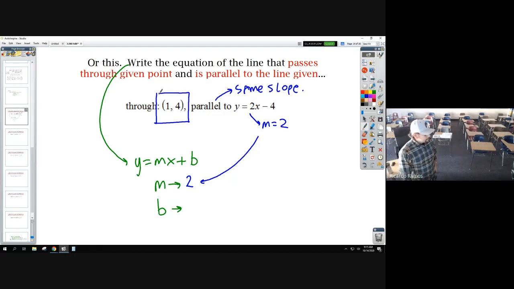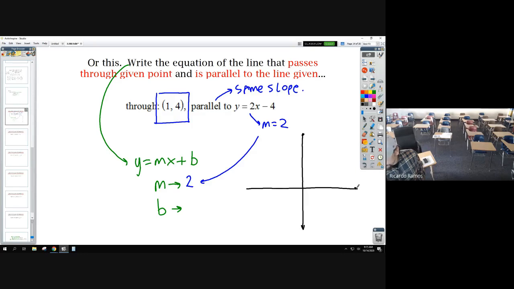Now, while you're taking this down, let me give you the visual of what's going on here, okay? Let me show you what they're asking for, all right? Again, don't draw what I'm drawing here for your notes, but I do want you to see visually what's going on. 2, 3, 4. Okay, so I've got a point at (1, 4). And then I have a line, y equals 2x minus 4.